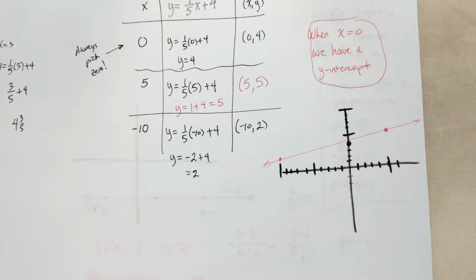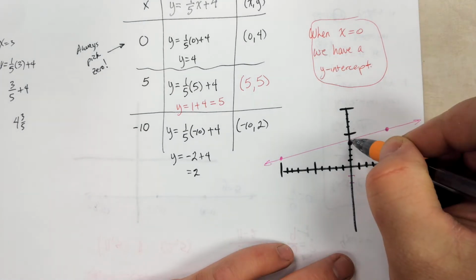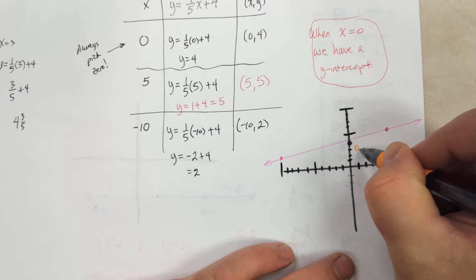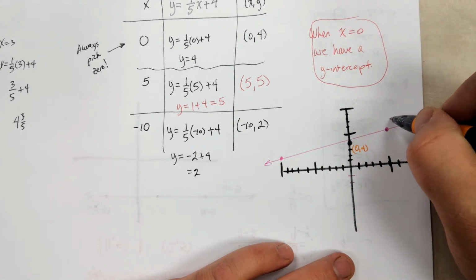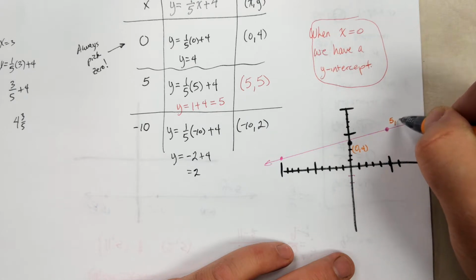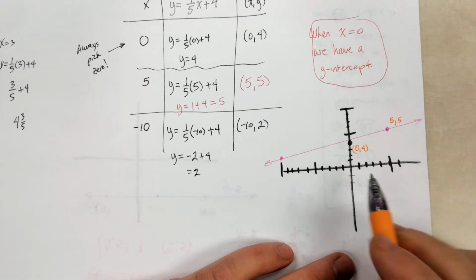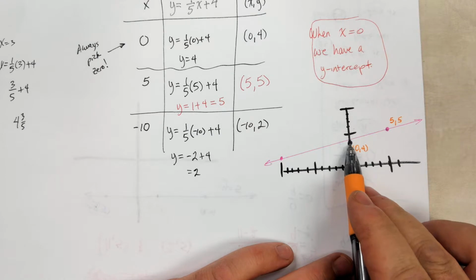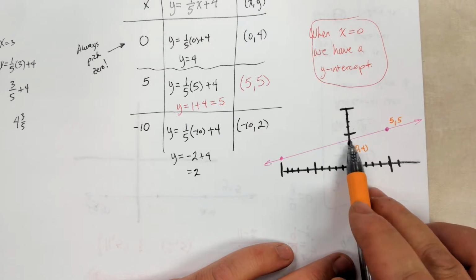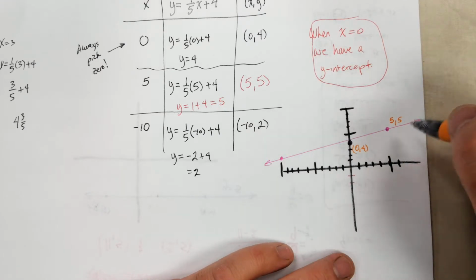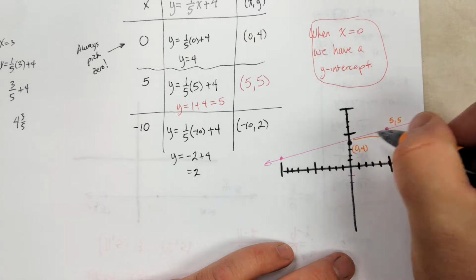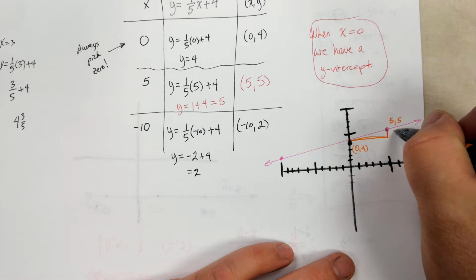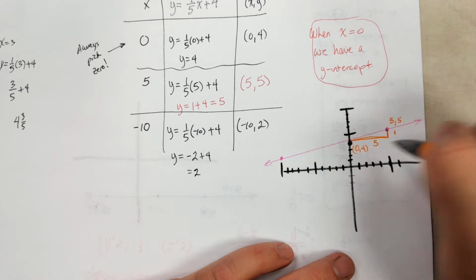All right. So, check this out. This point was 0, 4, right? And this point was 5, 5, right? I know I missed. I'm sorry. I tried to get accurate so that I could show you this next part. But here's what I want to show you. I want to show you the slope.